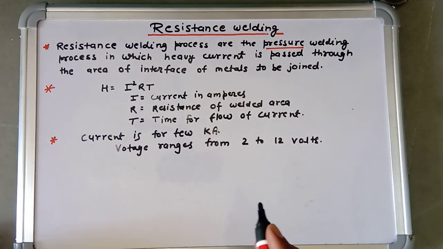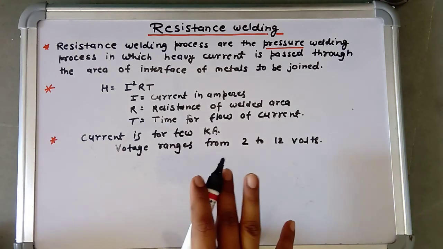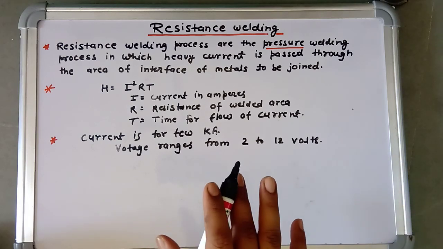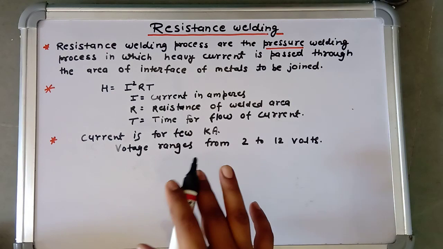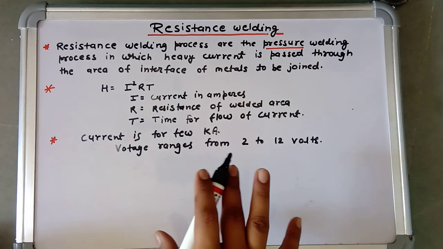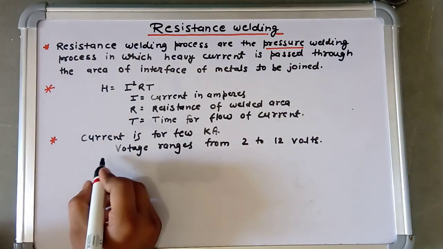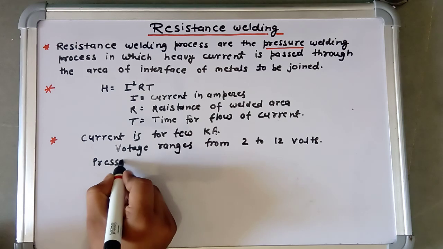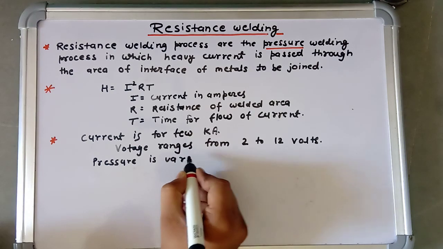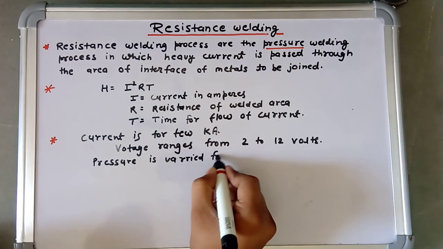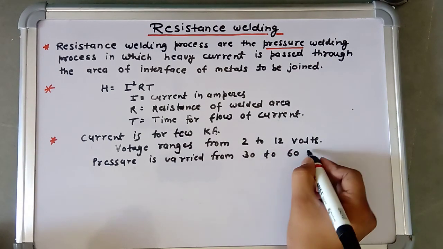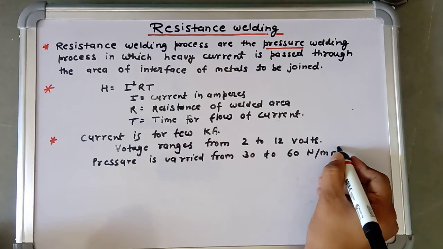Force is normally applied before, during and after the flow of current to avoid arcing between the surfaces and to forge the weld metal during post heating. The necessary pressure varies from 30 to 60 Newton per mm square.